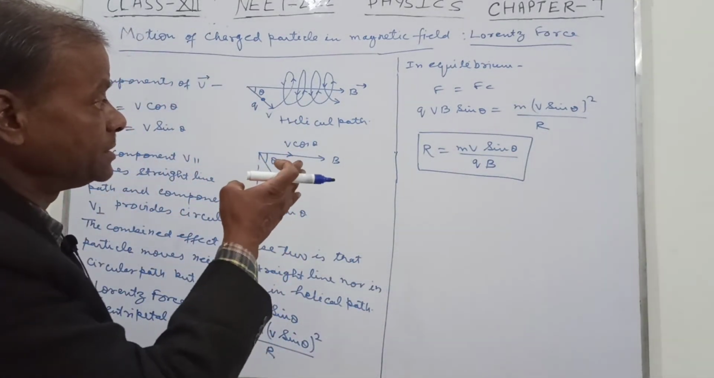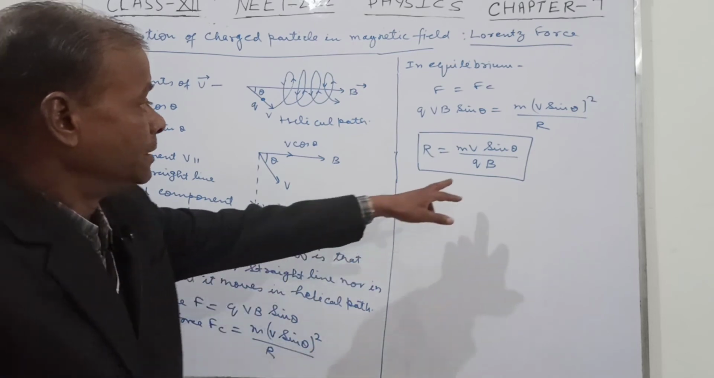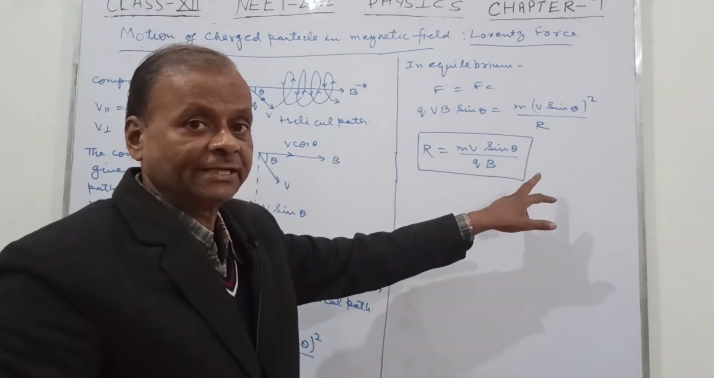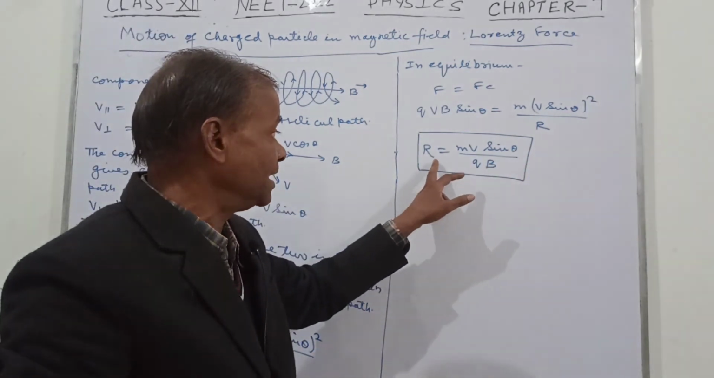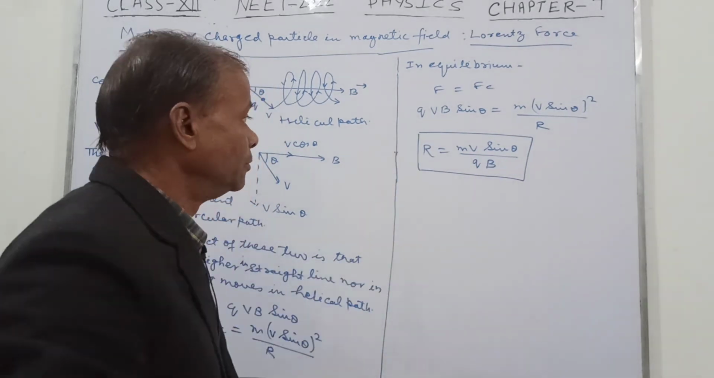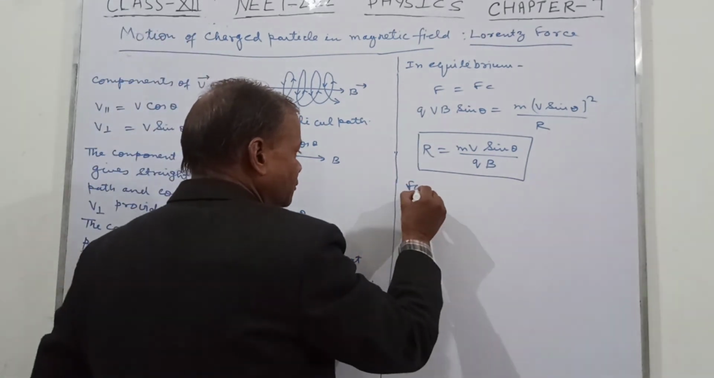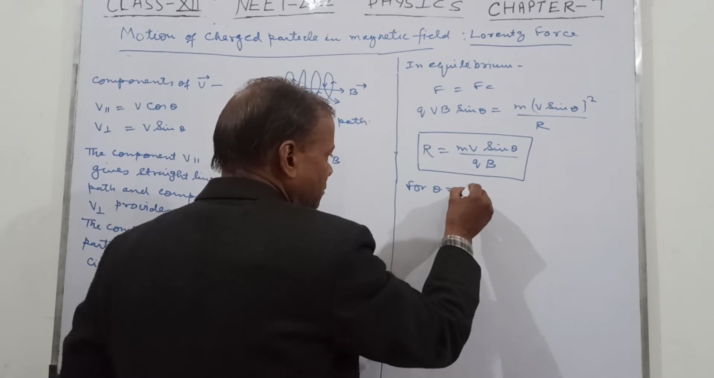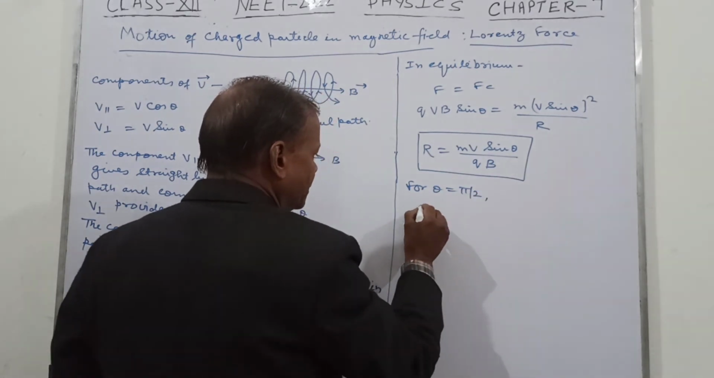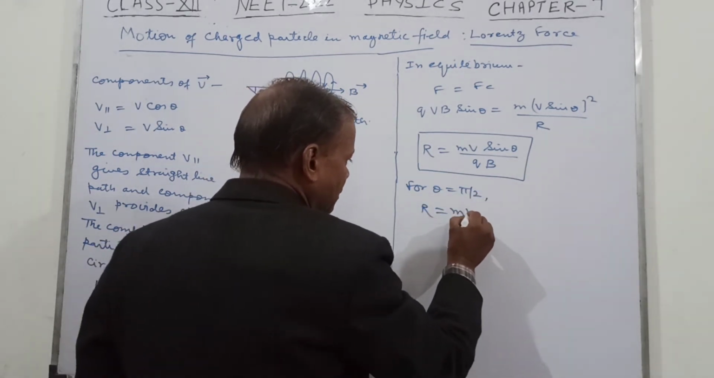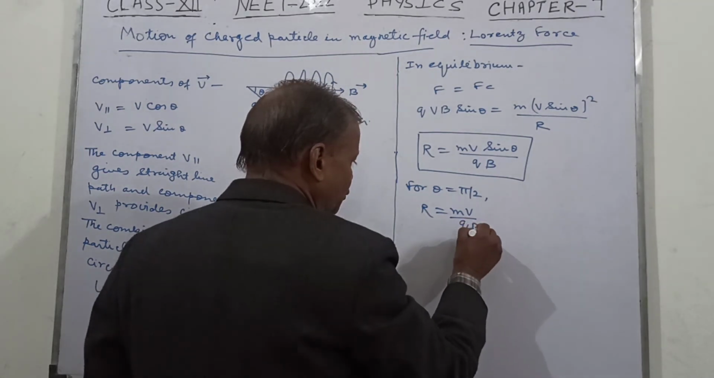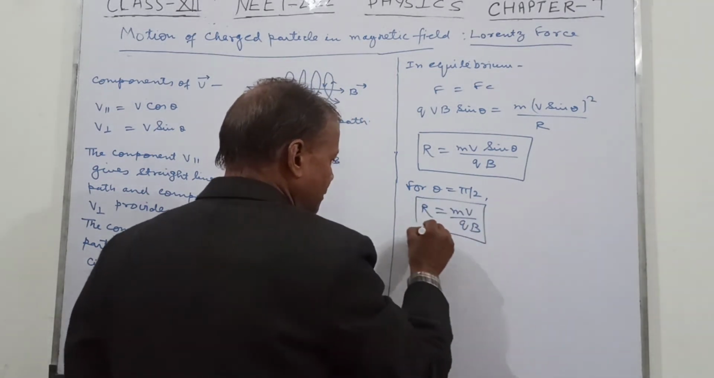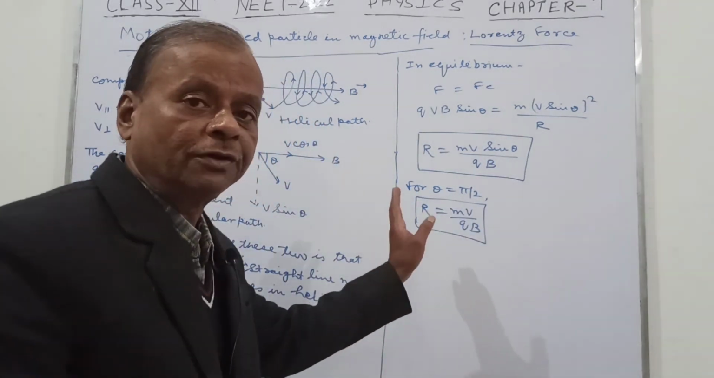You are seeing that this is dependent upon the value of theta, and when theta equal to pi by 2, then R is equal to MV upon QB. So for theta equal to pi by 2, R equal to MV upon QB. This is what I have told you earlier also.